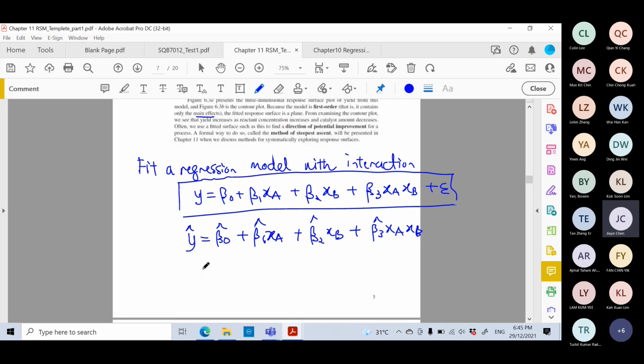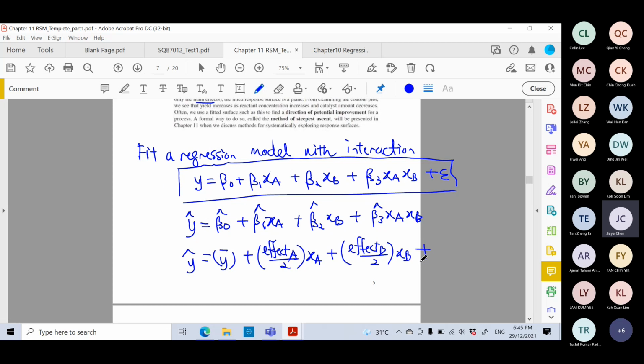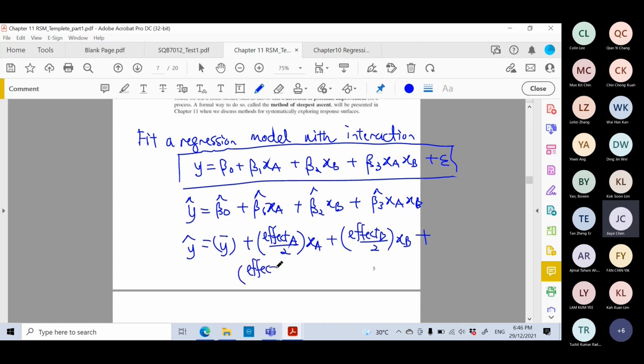Okay, so we have here, this one will be equal to the mean. The fitted value will be equal to the mean plus the effect of A over 2 XA plus the... So this one is still the same thing, where the first one will be the mean, and then effect over 2, effect over 2, effect over 2.